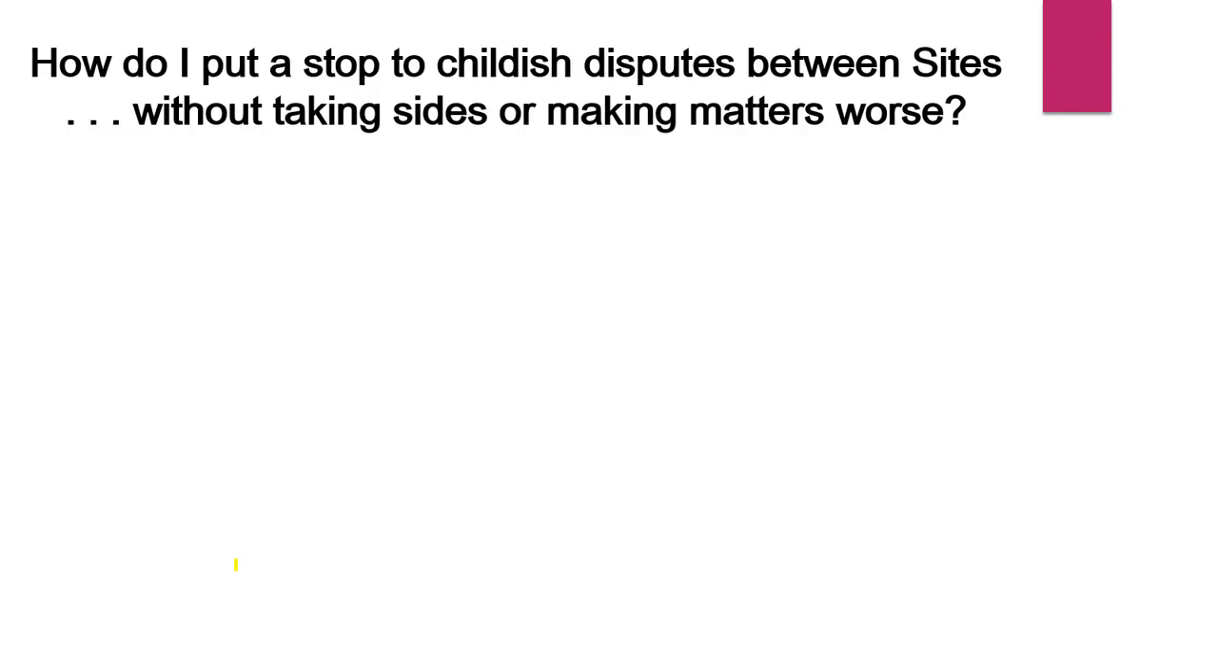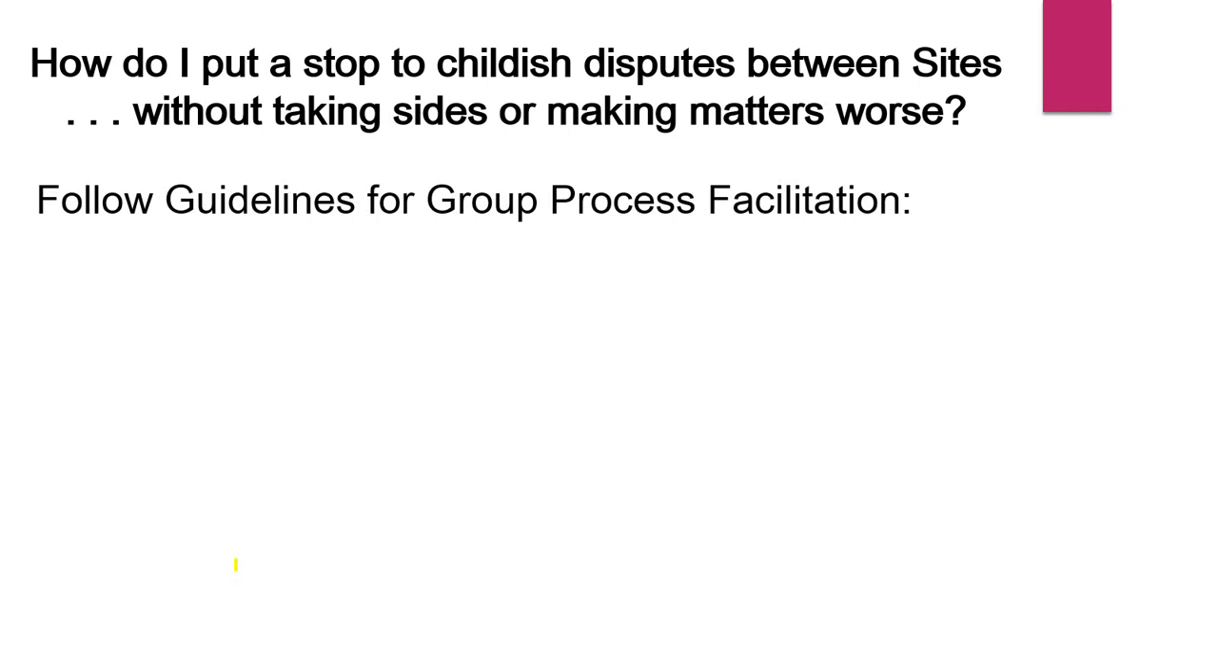Okay, and how do I put a stop to childish disputes between sites without taking sides or making the matter worse? Okay, the situation is there is a problem, there is a dispute, and it is not very big, but it is between multiple sites. So you have to treat all the sides equally. You are not about to take a side for a particular site and make that situation worse. Okay, so how can you do it?